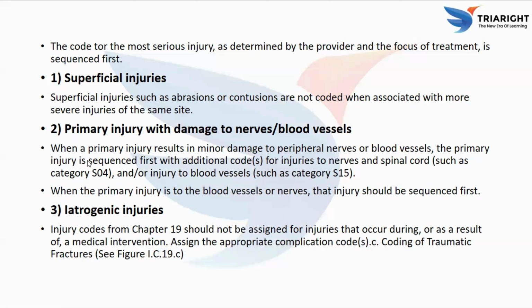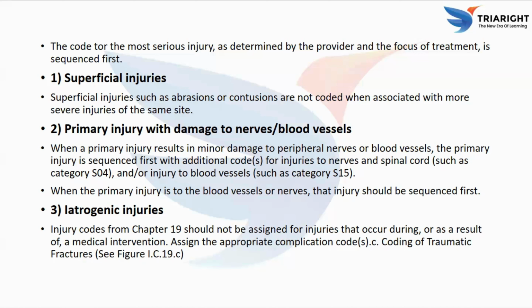So the next coding guideline is primary injury with damage to nerves or blood vessels. So the main injury is something like a fracture or laceration, and it causes minor damage to peripheral nerves as well as blood vessels. So what is the correct coding sequence? You have to sequence the primary injury first. Then you have to add the additional codes for nerve injury, example category S04, and blood vessel injury, category S15.